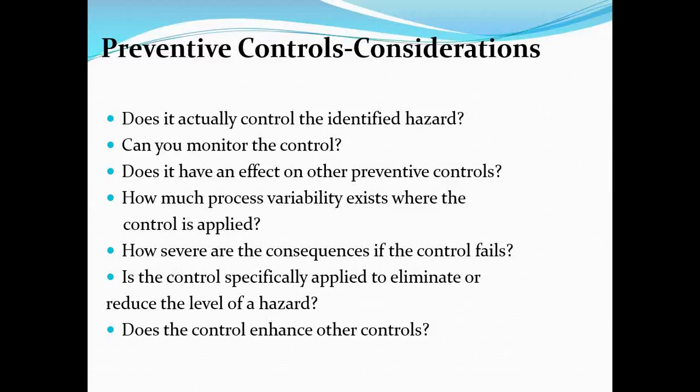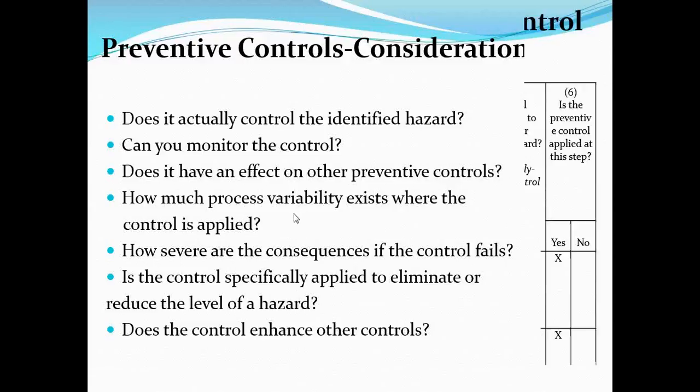So, what factors would you consider in selecting preventive controls? In fact, the food safety team must consider many factors when identifying preventive controls for the food safety hazards requiring them. Selection of these controls should include assessments with regard to, number one, its effect on food safety hazard. Then, its feasibility for monitoring. Can you actually monitor the control? Three, does it have an effect on other preventive controls? These are some of the factors that you need to consider while identifying preventive controls for the hazards.